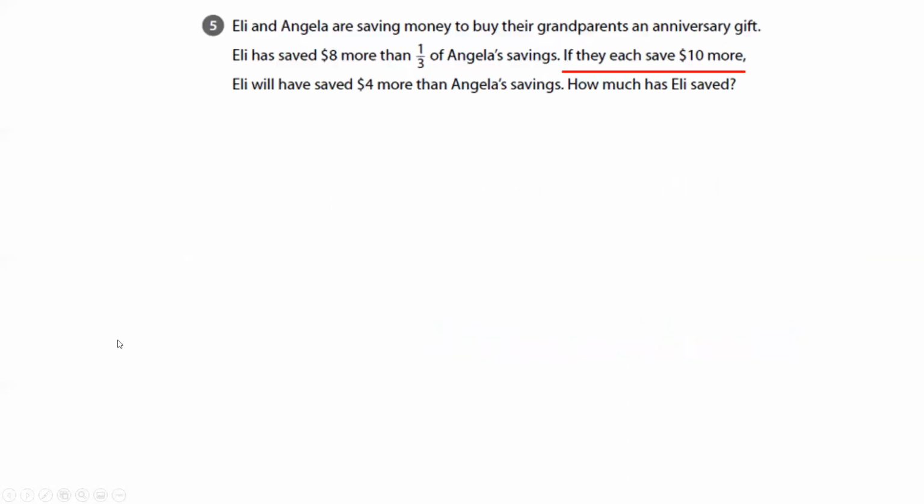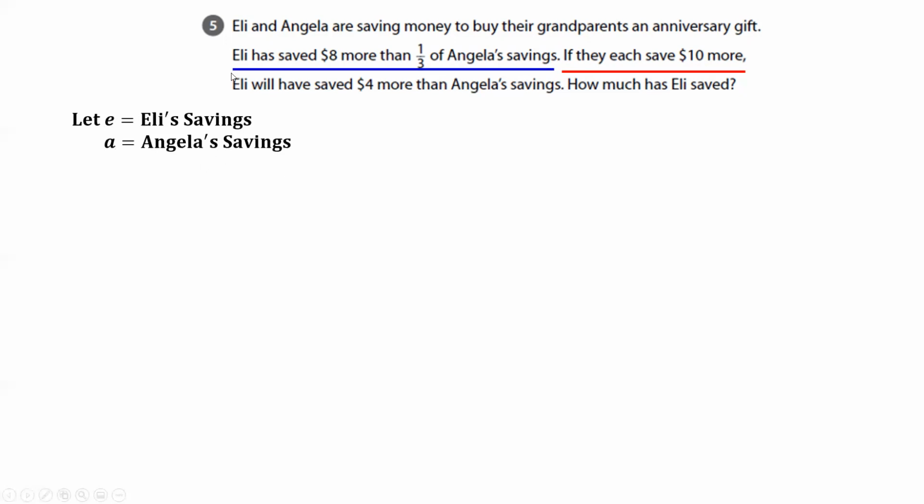Let's look at number 5 now. This one's probably the most challenging one. Eli and Angela are saving money to buy their grandparents an anniversary gift. Eli has saved $8 more than 1/3 of Angela's money. If they each save $10 more, Eli will have saved $4 more than Angela's savings. How much has Eli saved? So I'm going to look at the piece I highlighted in blue first, and I'm also going to define some variables. Since I don't know what Eli saved, I'm going to call that E, and I don't know anything about Angela's savings, so I'm going to call that A.